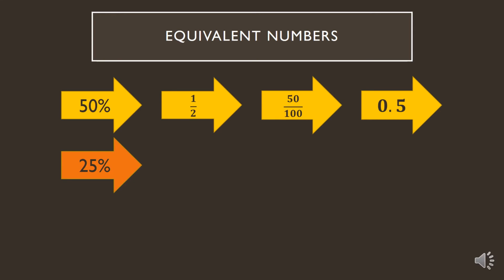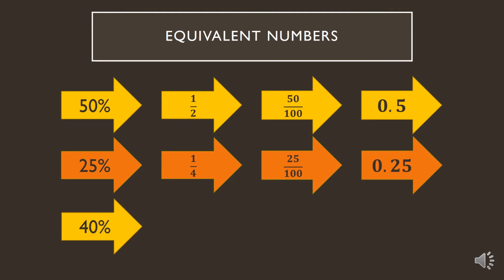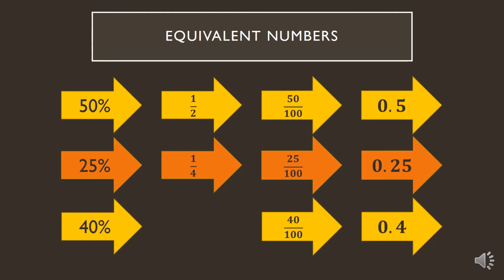25% off would mean that you'd be taking off 1/4 of an original price. Okay, so we know that 25% and 1/4 are the same. If we were to express it as a fraction over 100, that would be 25 out of 100, which brings us to the decimal, 0.25. 40% as a fraction over 100 is 40 out of 100. As a decimal it is 0.4.